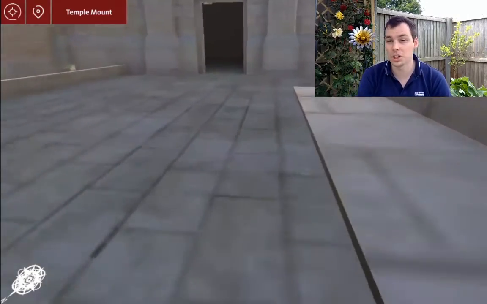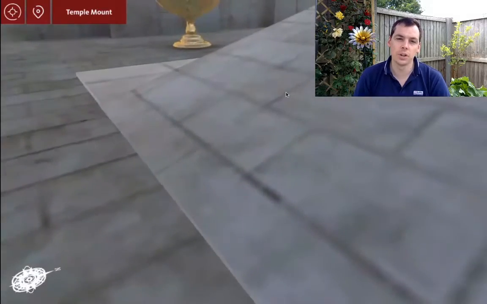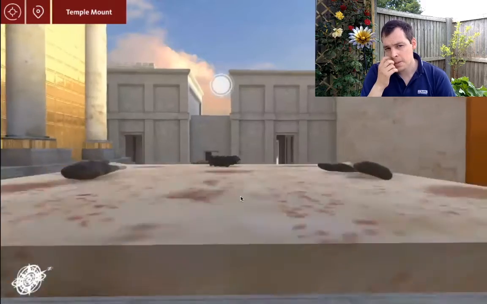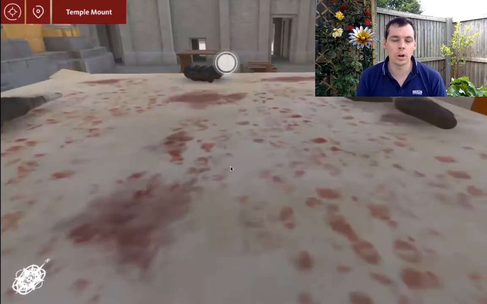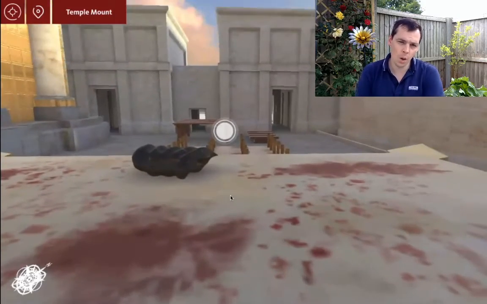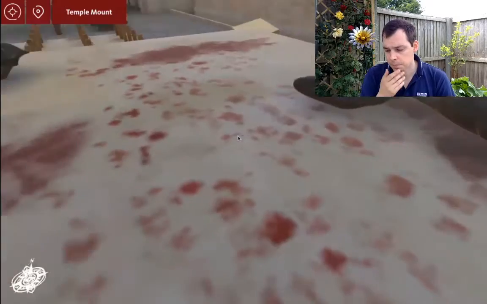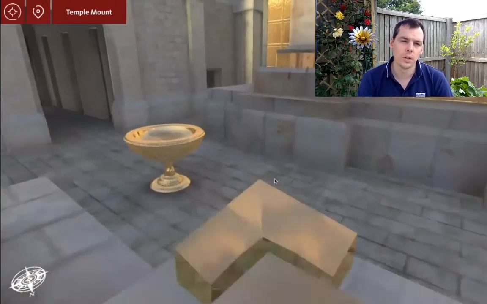The hustle and bustle, you can imagine the noise that was going on at this point with the cattle and the doves and the sheep being slaughtered. And up here, this is where the burnt offerings would have been. This is the main outside altar, where the priests would have sacrificed the burnt offerings to the Lord for the sins of the people.